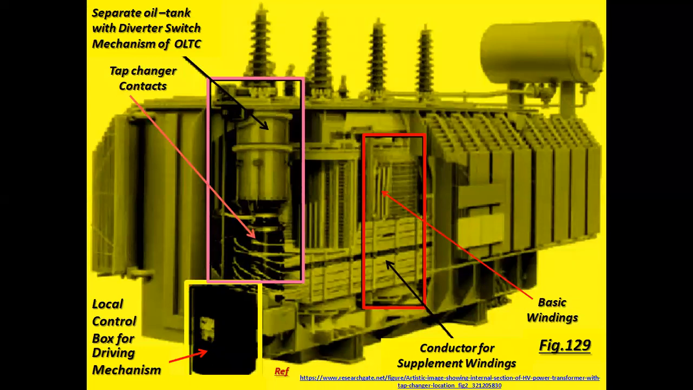Let's see the diagram. That is a separate oil tank with the diverter switch mechanism of the OLTC. These will be the tap changer contacts, local control box for driving mechanism, conductor for the supplement windings, basic windings, etcetera.